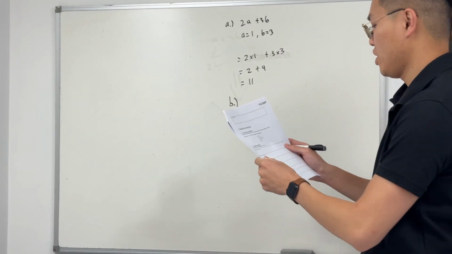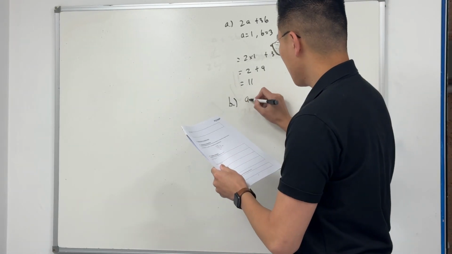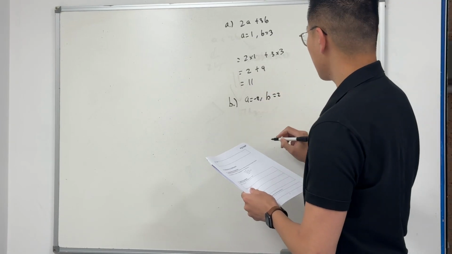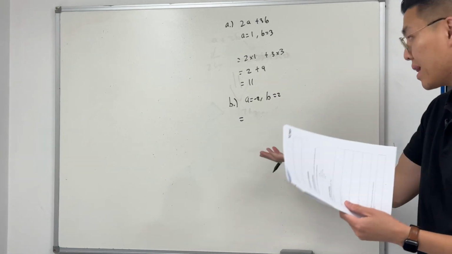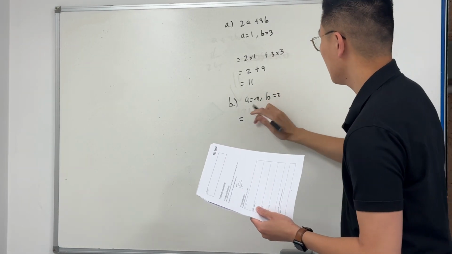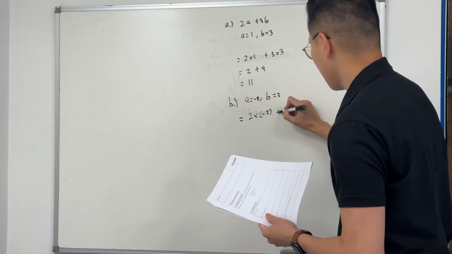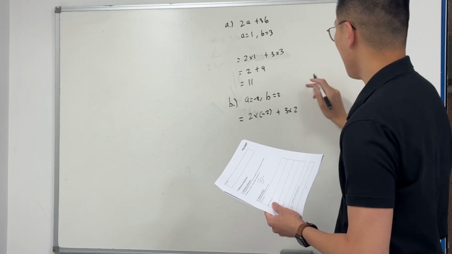Okay, moving on. Next one. What if a is equal to -2 and b is equal to 2? All right, let's try substituting that into our formula. Substituting means replacing the letter with the number. So we have 2 times -2 plus 3 times 2, right? Yes, that's right.